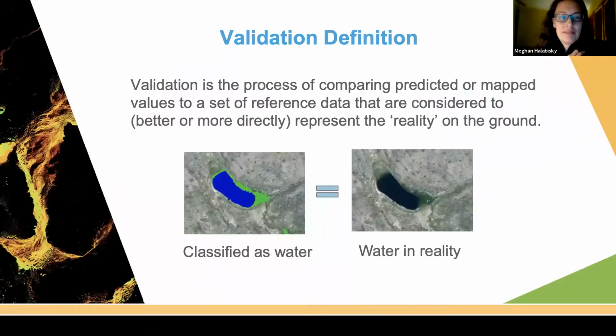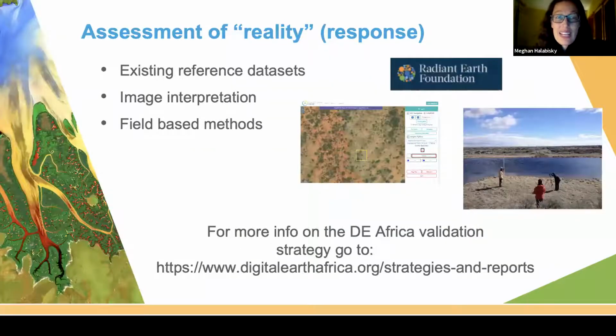Next slide, Matt. Thanks. First, I want to take a moment and define what we mean by validation and why it is important. So validation is simply the process of comparing the predicted or mapped values to a set of reference data that are considered to represent the reality on the ground. Next slide. So reality is in quotes because it can be represented in several ways.